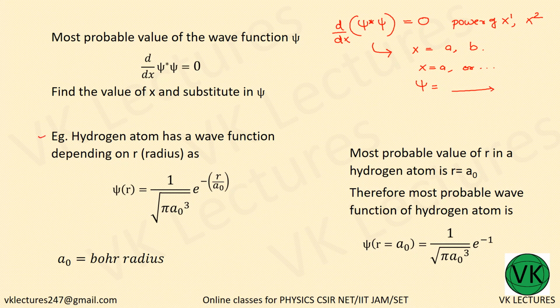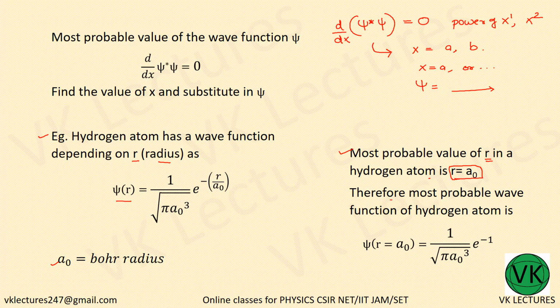Now for example, here we have the hydrogen atom which has a wave function depending on radius r, that means only radial dependence. Psi of r is equal to 1 divided by root of pi a naught cube, e to the power minus r divided by a naught. The a naught is nothing but the Bohr radius. Then the most probable value of r in the hydrogen atom is r equal to a naught. That means this is the point where you can find the electron maximum.